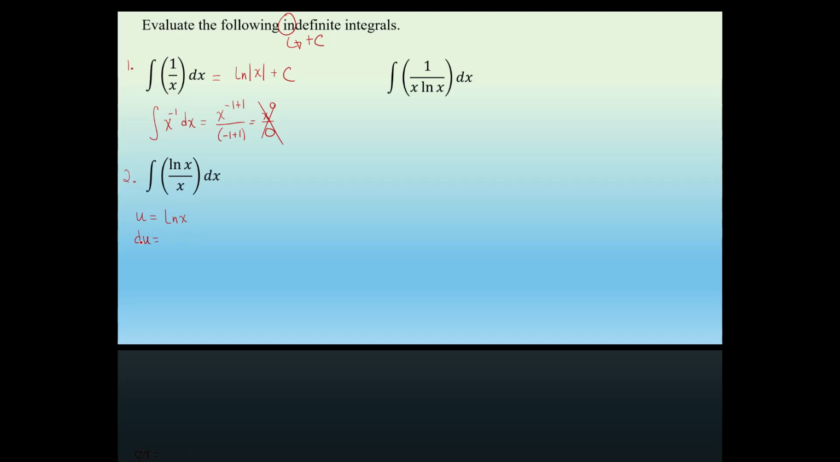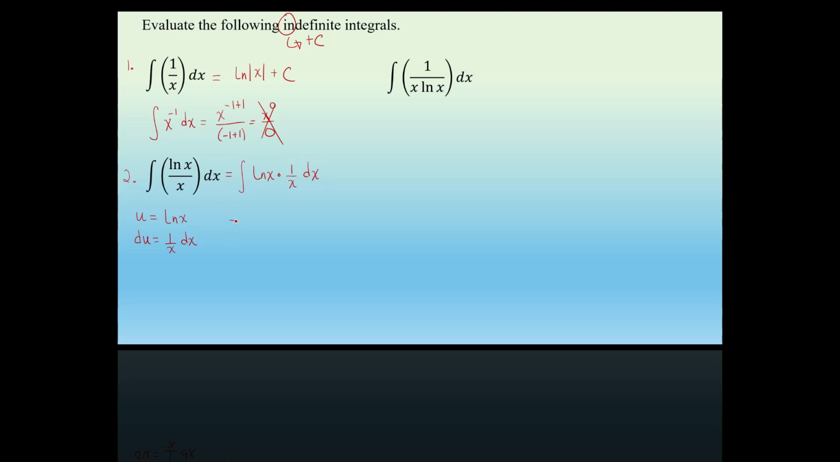Then du, the derivative of u, is du. So what's the derivative on the right side? What's the derivative of ln of x? Well, it's 1 over x dx. Let me rewrite my integral. So let me separate this ratio. So I'll have ln of x times 1 over x dx. So here's my u, and here's my du. So I'm good to go.